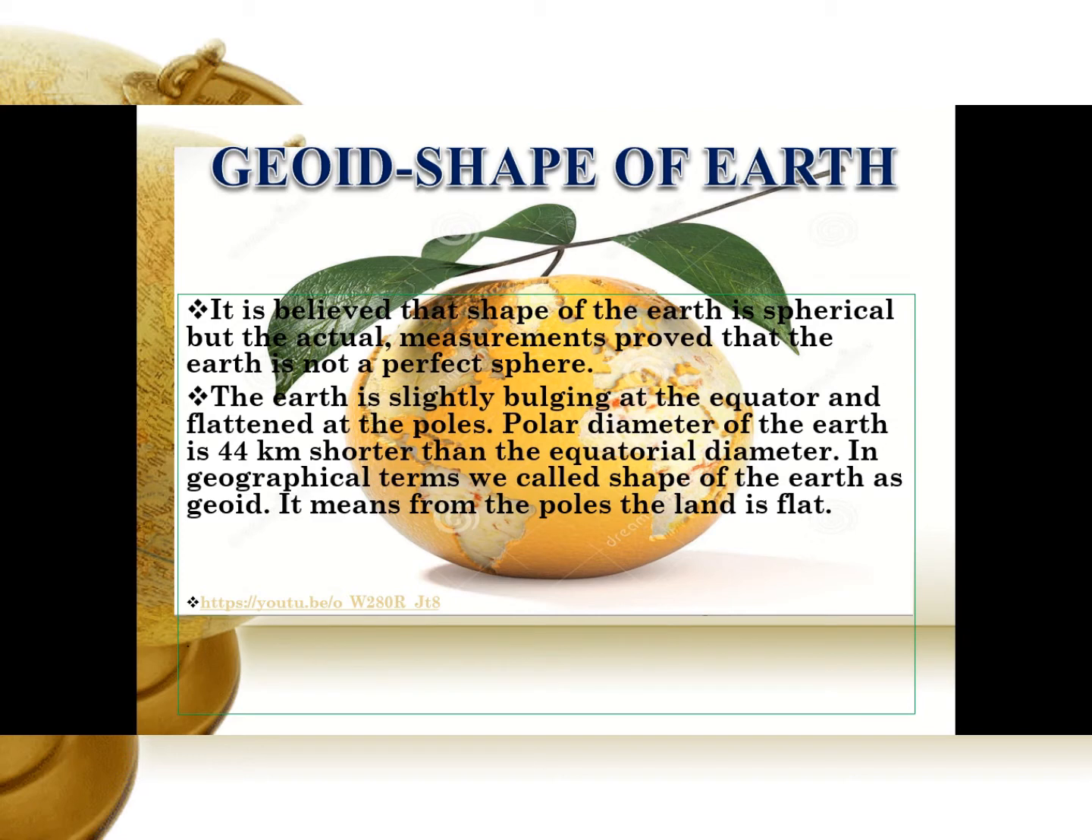We discussed this in my previous videos also. The shape of the Earth is known as a geoid because it is like an orange. Like the orange is flat from the top and the bottom, the shape of the Earth is also like that. It is flat from the North Pole and South Pole, and it has bulky side curves from the east and west directions.